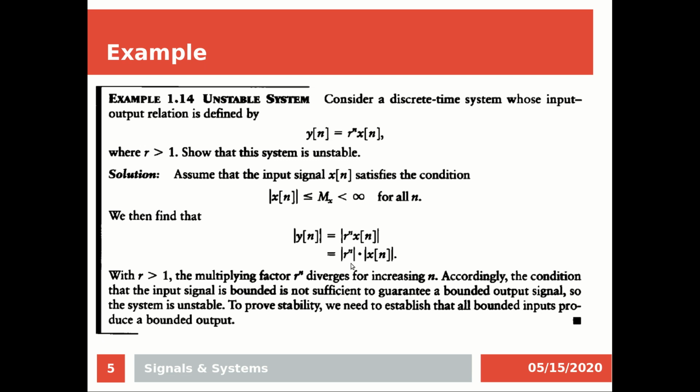Diverge means that it will increase, because n will increase. As n increases, this value will be very large, and it will go to infinity if you take the limit. So the output here is not a finite number. It is not sufficient to give me a finite, bounded, or limited output. So I say that this system is unstable. This system is unstable because r is larger than 1. If he specified that r equals 1, for example, then this system would be bounded.